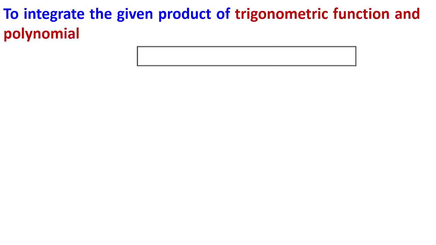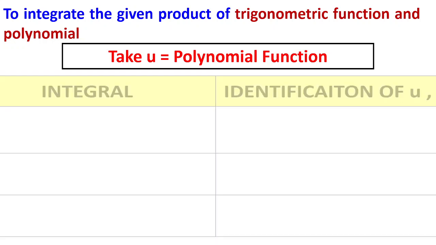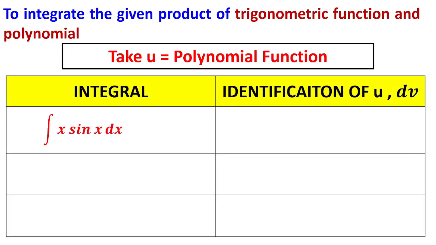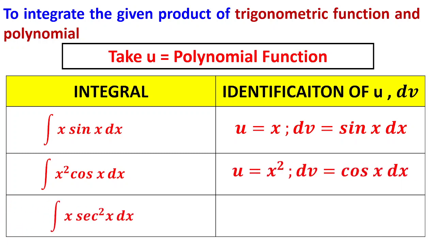Now today we are going to see the combination of polynomial and trigonometric. Here we have to take u as the polynomial, because only a polynomial function, when you differentiate, will get reduced. Therefore, integral x sin x: here the polynomial or algebraic function is x, therefore u is equal to x, and the remaining is dv. When you take x square cos x dx, here x square is the algebraic function, so u is equal to x square and dv is the remaining. Here x into secant square x has an algebraic or polynomial function, which is to be taken as x, and dv as secant square x dx.